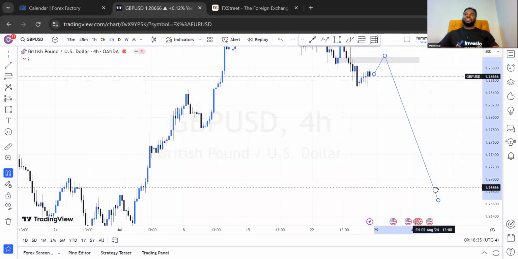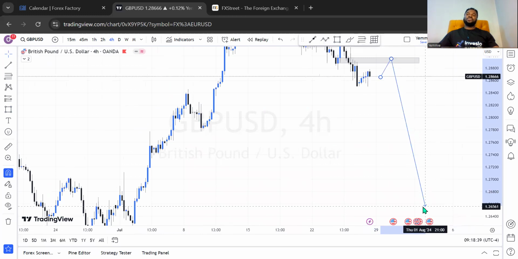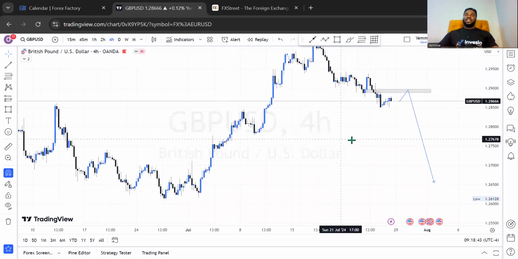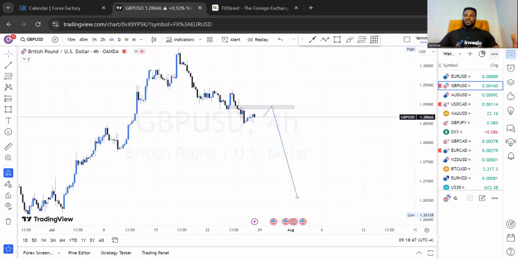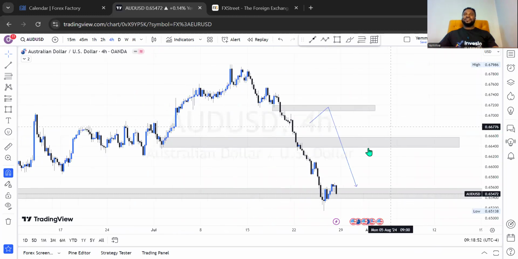And if this opportunity works out just as anticipated, I'll be looking forward to 100 pips or more if I'm going to swing this currency pair for this week. All right, this is the outlook of Great Britain pounds US dollar. All right, let's go to the Australian US dollar. Let's see what the markets have for us to do there.